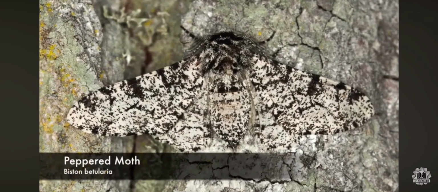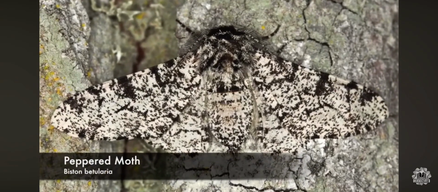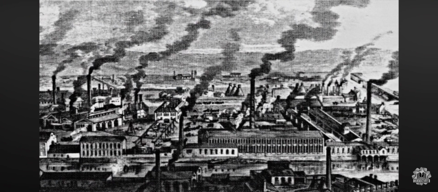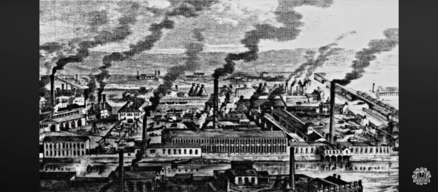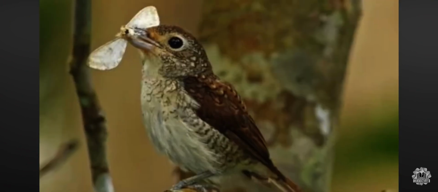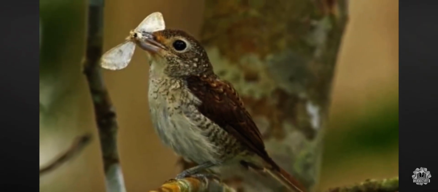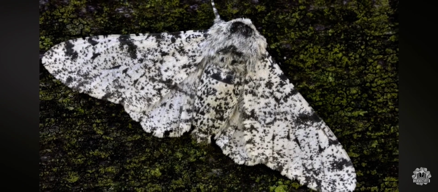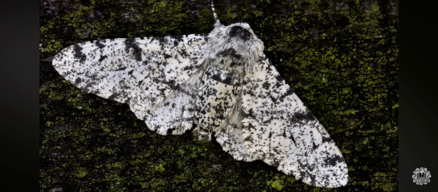The peppered moth has for many years been touted as an iconic example of evolution in action. After the surge of the Industrial Revolution, when trees were being covered by the soot of nearby factory emissions, these white speckled moths became easy targets for hungry birds. The contrast of the light-colored moths against the darkening trees made them easy targets.